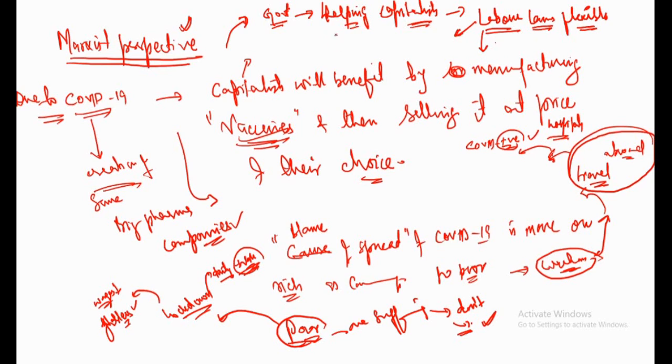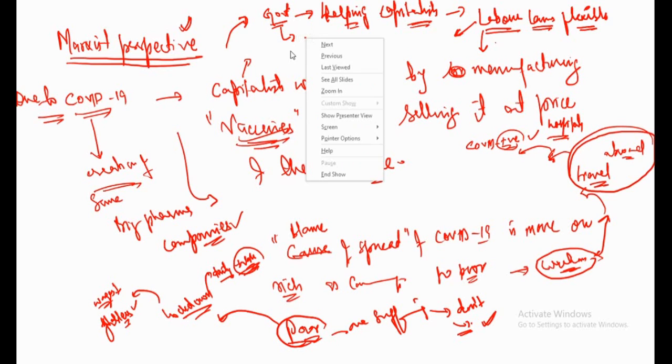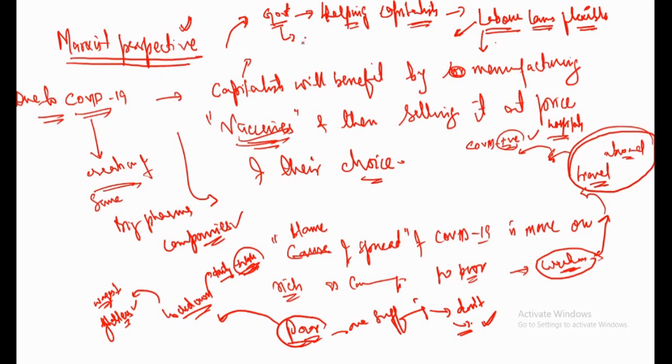So what the government could have done is put cash in the hands of the poor, and this could have increased demand, but that was not being done. More focus was on making labor laws flexible and on giving tax holidays. So more policies were oriented towards the benefit of factory owners, industrial owners, startups, etc. This is the Marxist perspective on COVID-19.